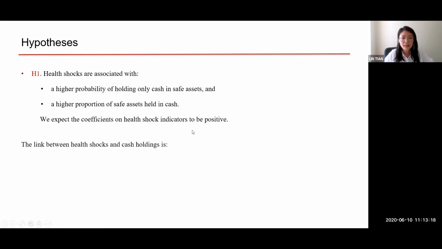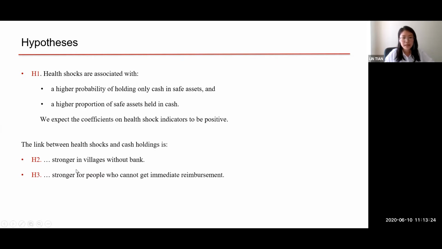Okay, so we also made two other hypotheses. The second one is that the link between health shock and cash holding is stronger in villages without a bank. Because if you live in a village without a bank and experience a health shock, then you are very likely to hold a large amount of money to pay for potential medical costs. But if you live in a village with a bank, it will be much easier to withdraw money from the bank or pay by bank card. So there's no need for this person to hold that large amount of money. So that's how we make our second hypothesis.